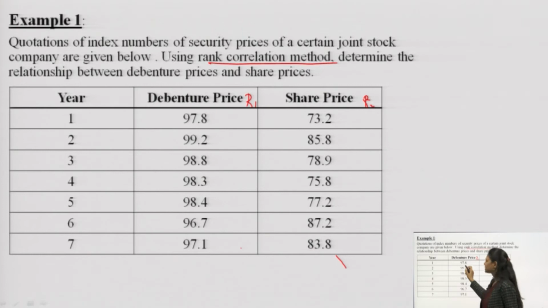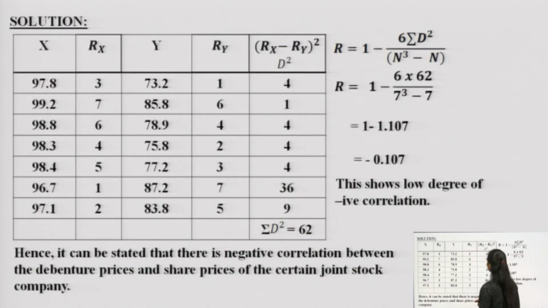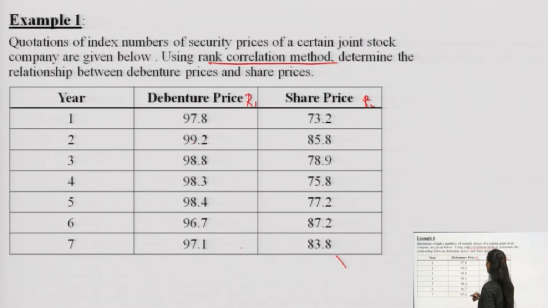For example, if I give rank 1 to the lowest value, I am giving 96.7 as rank 1 in debenture price, and we can call it x, and the other y. So the ranks become rank x and rank y. The lowest debenture price was 96.7, so I am giving it rank 1.